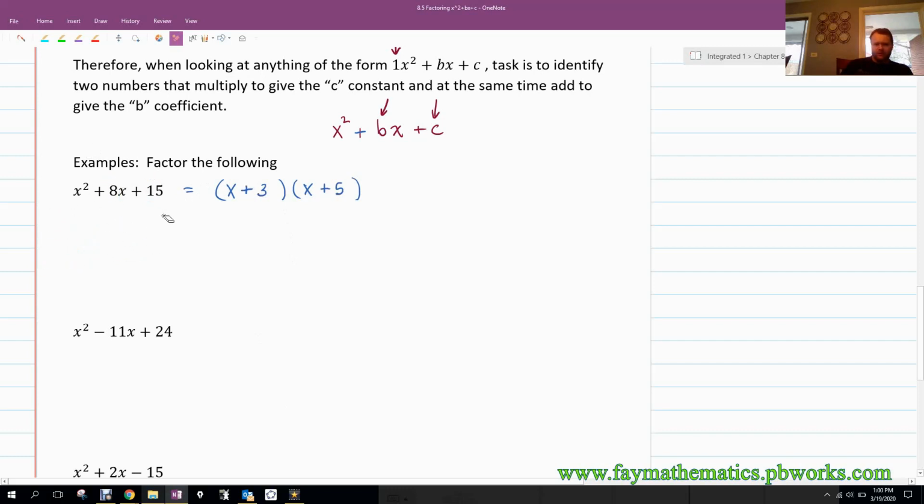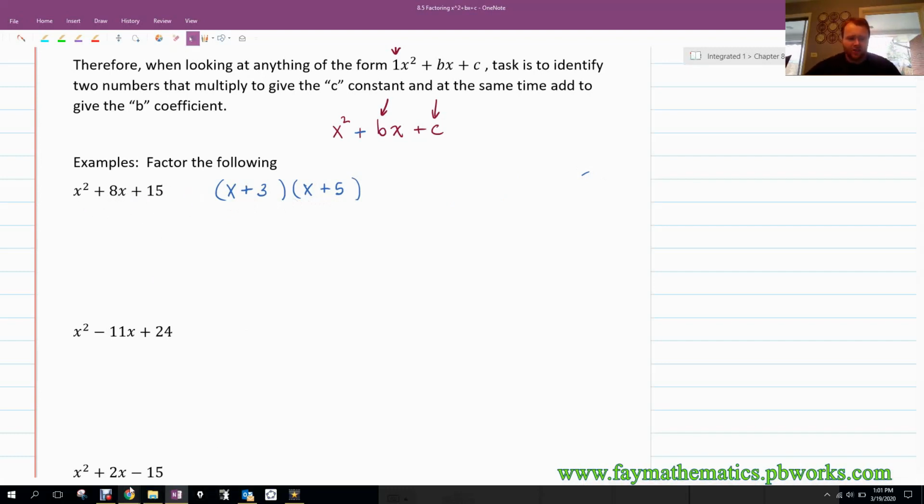Notice, previously, we would have started with this side, and we would have foiled. First times first gives me x times x, x squared. Outside times outside would give me 5x. Inside times inside would give me 3x. And then last times last would give me 15. And you can see that would give me that 8x there in the middle. So that's a quick way to check to see if I've factored it correctly, is to just undo the factoring through multiplication. Okay? But that then is the answer that we're looking for. So that's how we factor our first trinomial here.